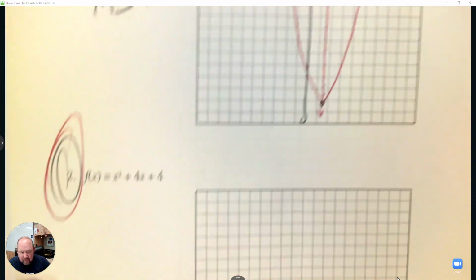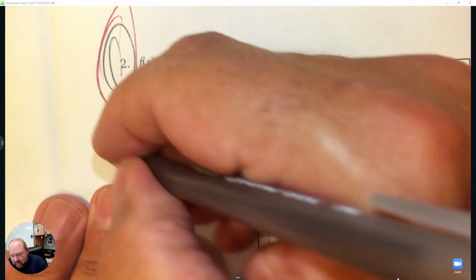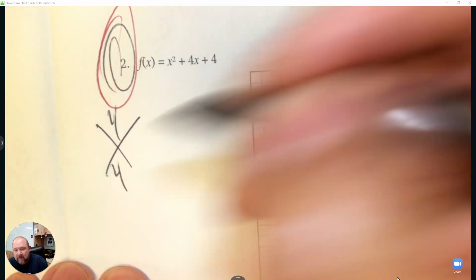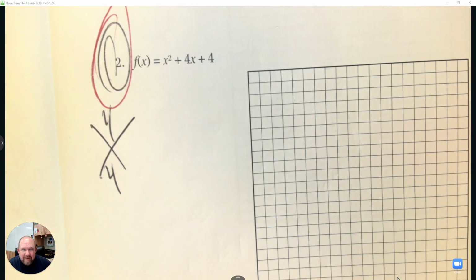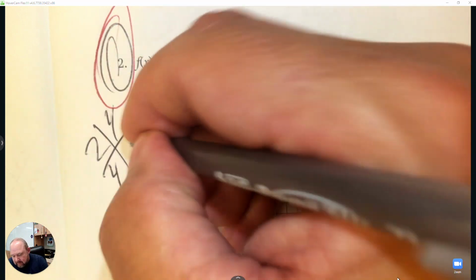All right, let's try number 2. This one's going to be a little simpler. Can you factor this? Two numbers that multiply to 4 and add to 4. Go ahead and factor. Press pause so you try your best. The two numbers are 2 and 2.